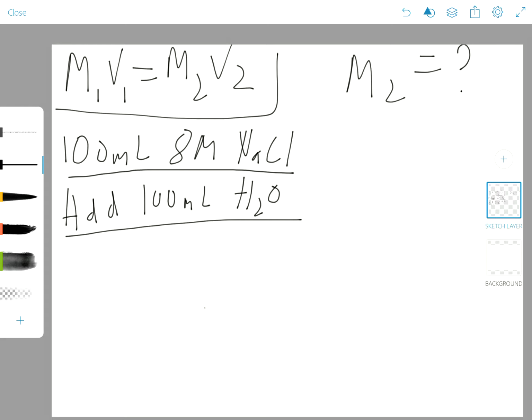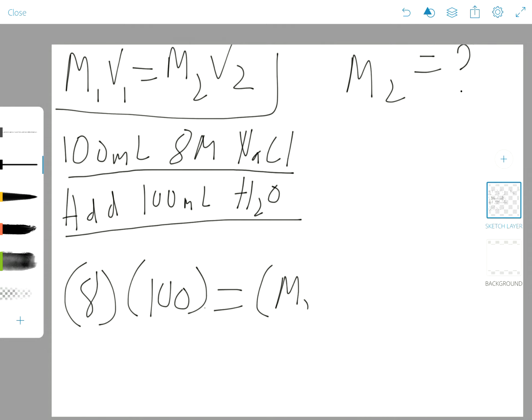So basically, now we can actually leave things in milliliters for this one. If we use that M1V1, that's going to be 8 times 100. Okay, so the M1 is 8 and the V1 is 100. That equals, now we're trying to find M2.